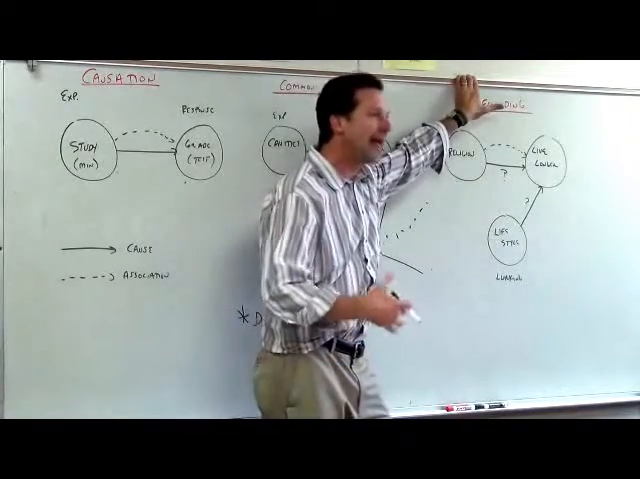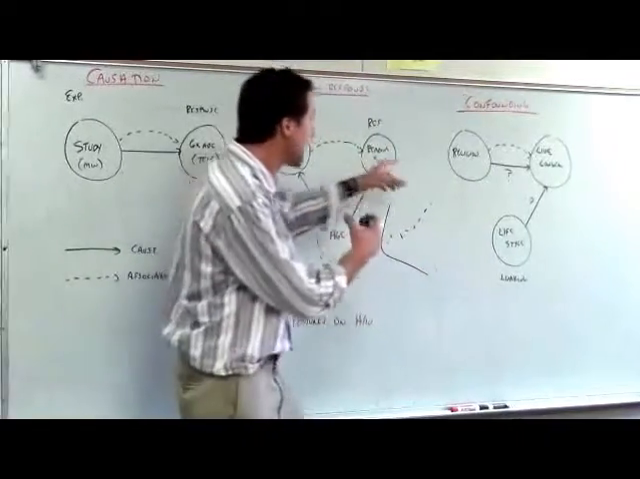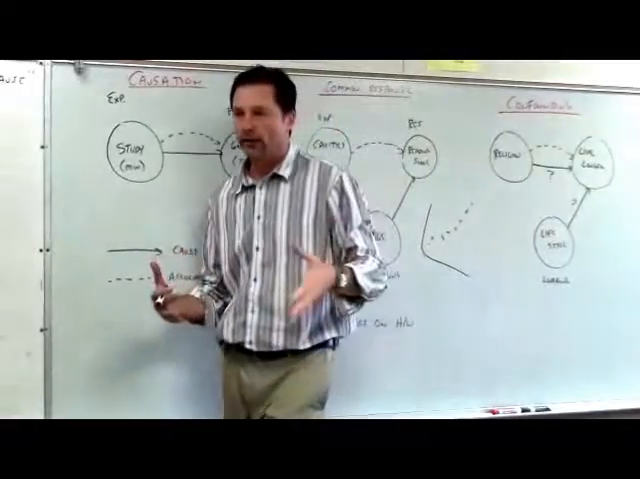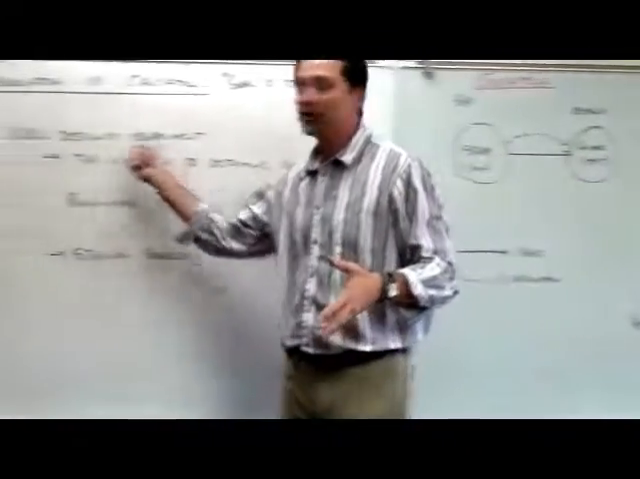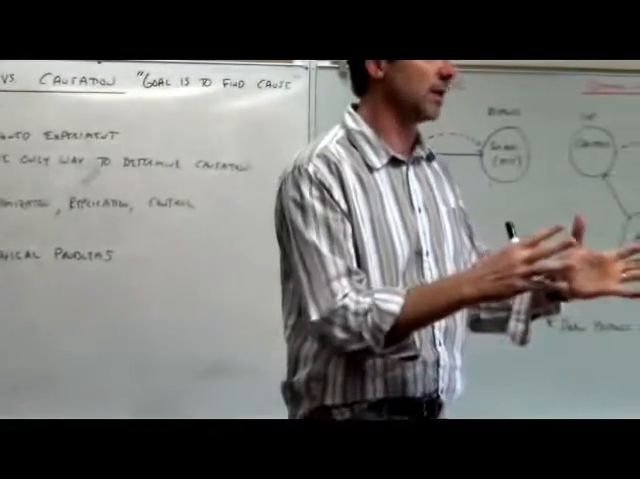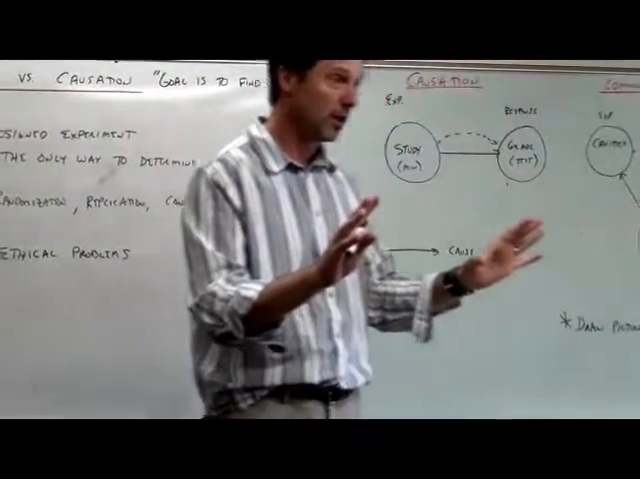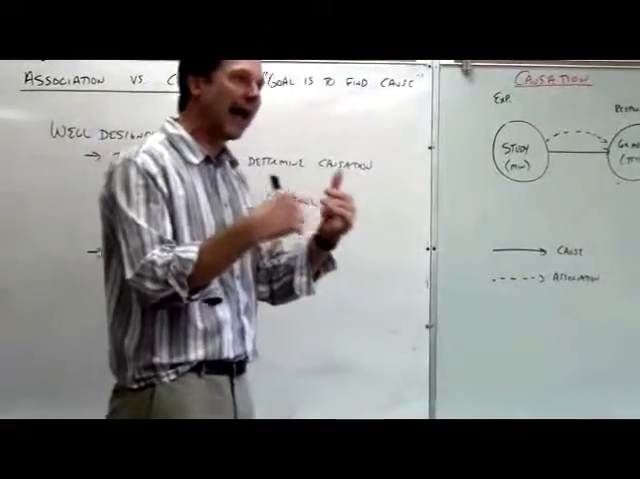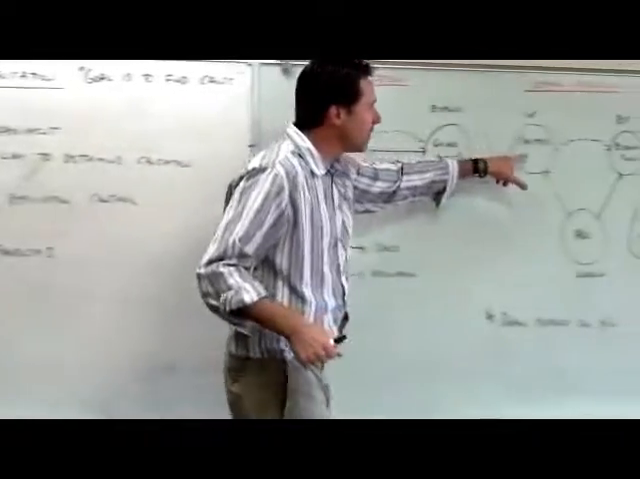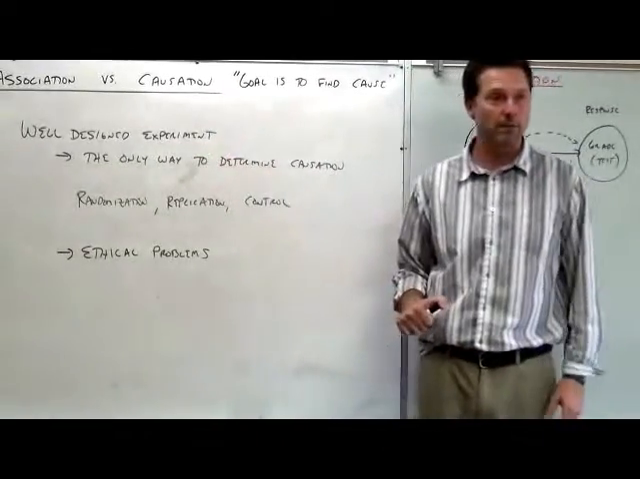So how can we get rid of these lurking variables? How can we get at the cause? I want to know if it's that. Well, there's only one way to do it, and it's through a well-designed experiment. We'll spend about a month on experimental design coming up real soon. I'm just introducing it to you here. I don't expect you to remember it. But the only way I can truly determine that the explanatory variable is the cause is if I run a well-designed experiment.